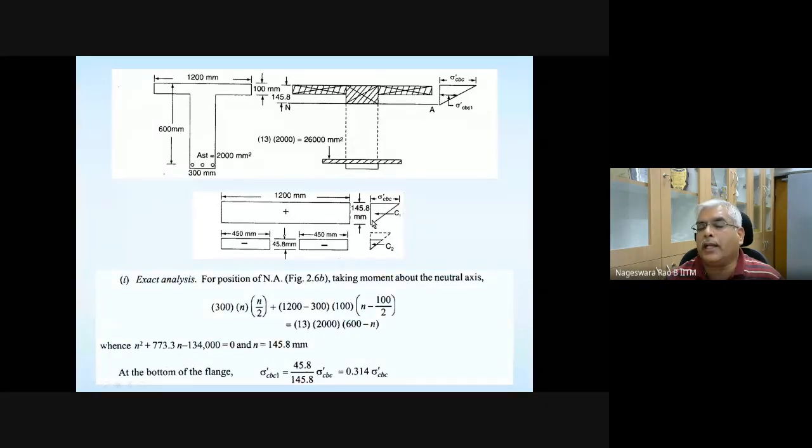idealized rectangles. Okay. For this one, stress is going to be 0 here, and stress is going to be sigma CBC prime, varying linearly over a depth of neutral axis, which is 145.8. What about the bottom two rectangles? Stress is going to be 0 at this edge, and stress at this edge is going to be sigma CBC 1 prime.